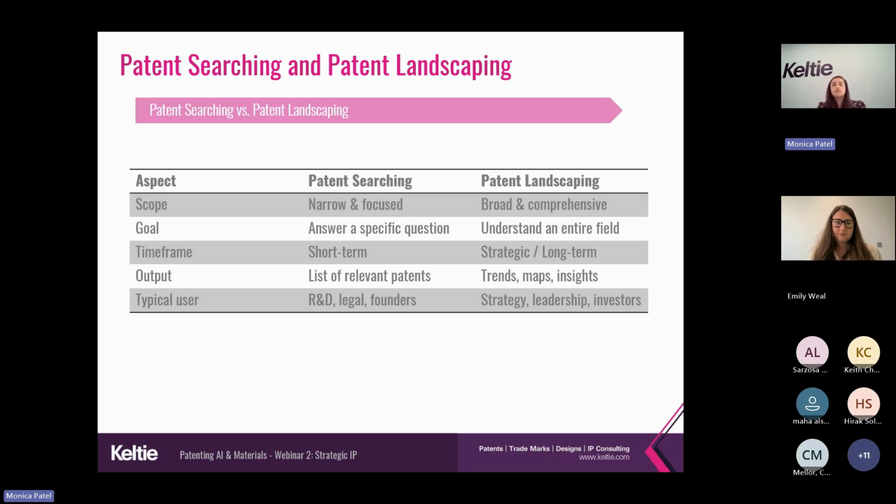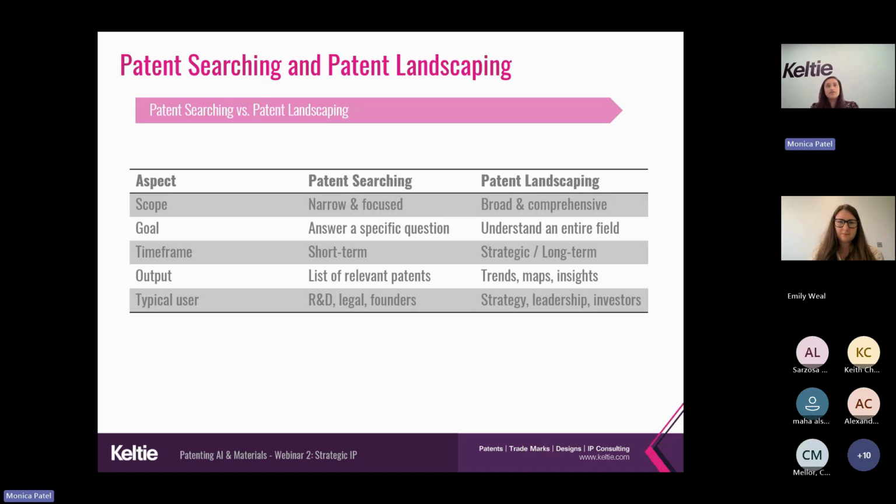Just a brief comparison here of patent searching and patent landscaping. Where patent searching is narrow focus, patent landscaping is broad. The goal of patent searching is to answer a specific question, look at specific documents, whereas patent landscaping is much broader. It's about understanding an entire technological field. Patent searching is often used in the short term to guide next steps in your IP strategy, whereas patent landscaping is used more for long term and feeds into your R&D strategy.